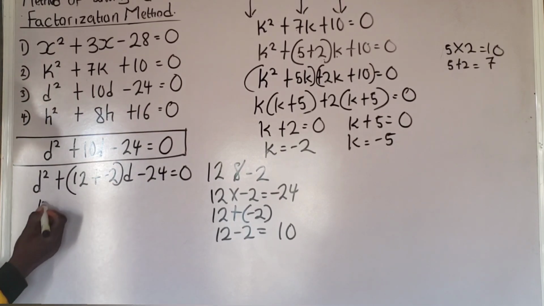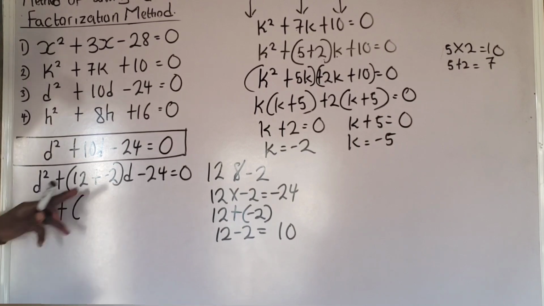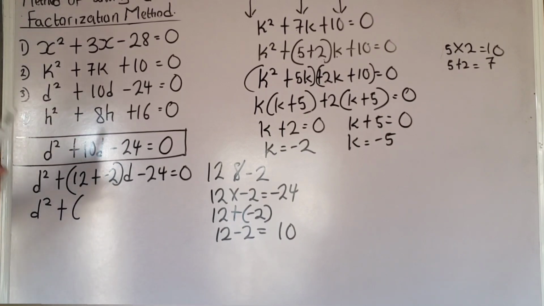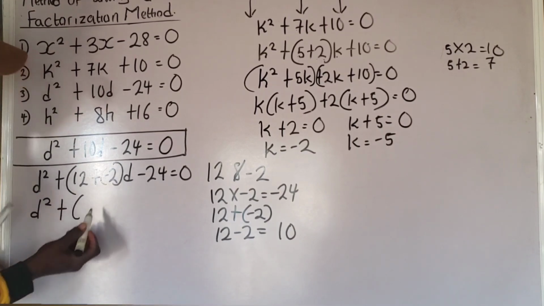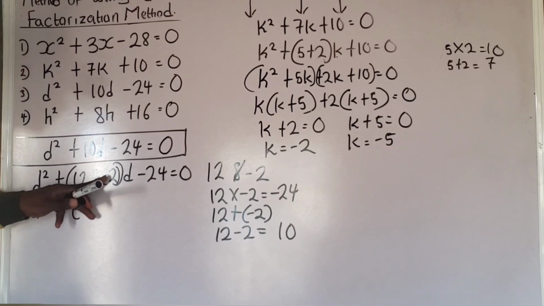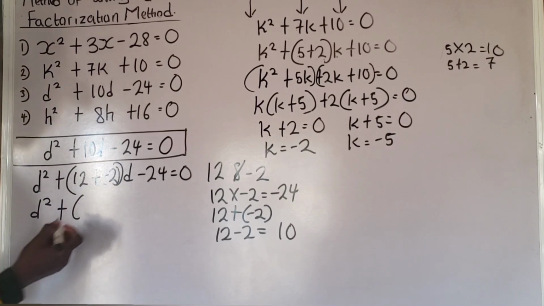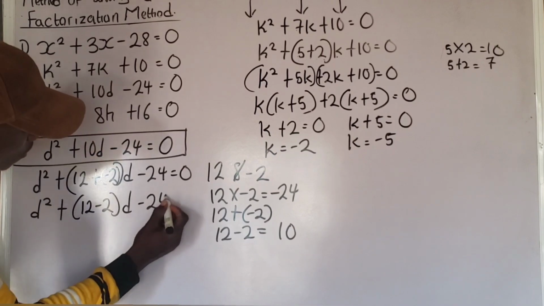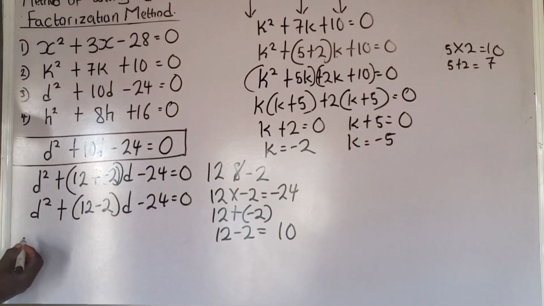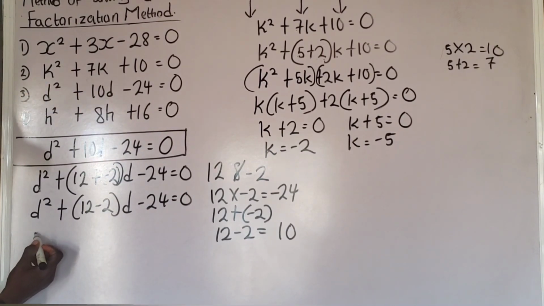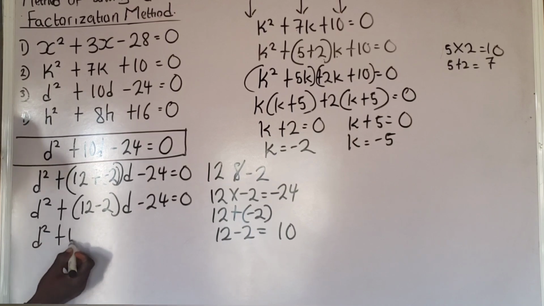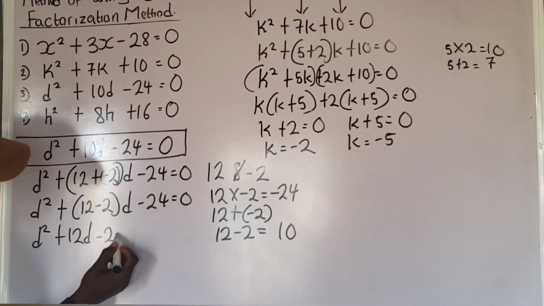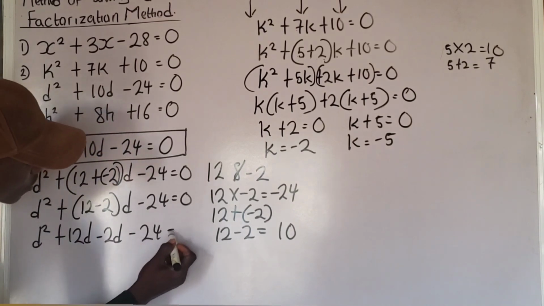Here I'm going to have d squared plus, now 12 plus minus 2. That will give me what? 12 minus 2. Please pay attention. If you take the product of positive and negative, you're going to have what? Negative. So I'm going to have 12 minus 2, d minus 24 equals to 0. Now the next step here is that I'm going to open the bracket using d. So I'm going to have d squared plus 12d minus 2d minus 24 equals to 0.